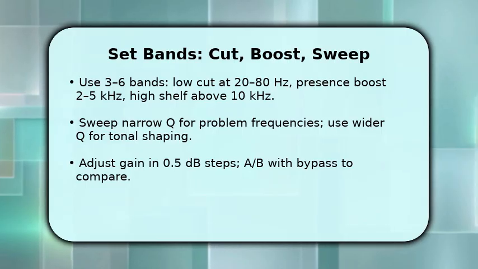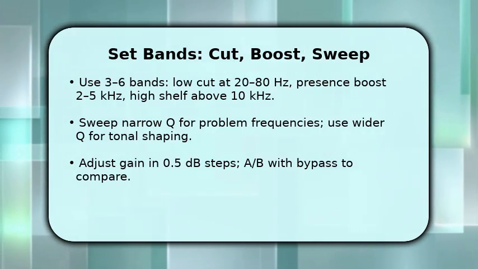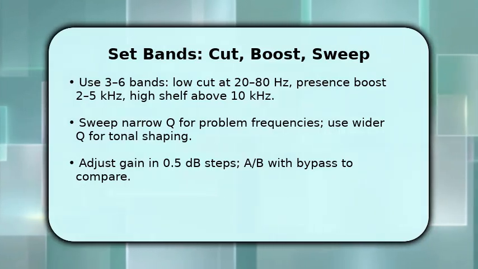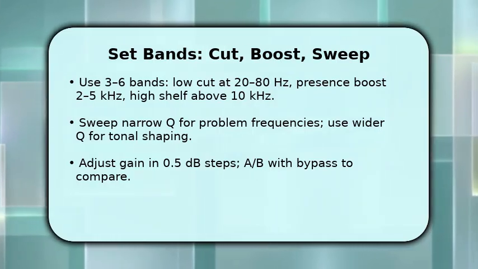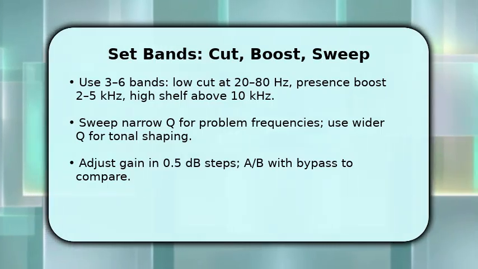Sweep narrow Q filters to find offending resonances, then reduce them. Use wider Q boosts for musical tone changes. Adjust gain in small increments, typically 0.5 dB, and toggle bypass to A/B the result. That method shows you what each change actually does, so make measured moves.